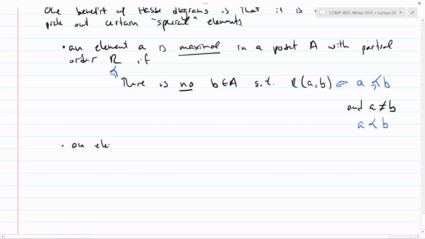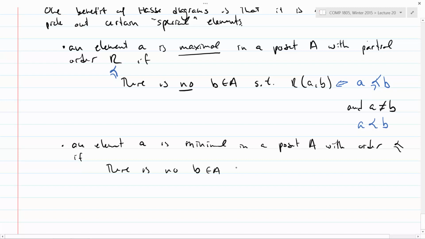So an element A is minimal in a poset A with order less than or equal if there is no B in A such that B is less than A. So an element A is minimal if there's nothing smaller than it. And this matches up with the usual definition of minimal. Does this make sense?